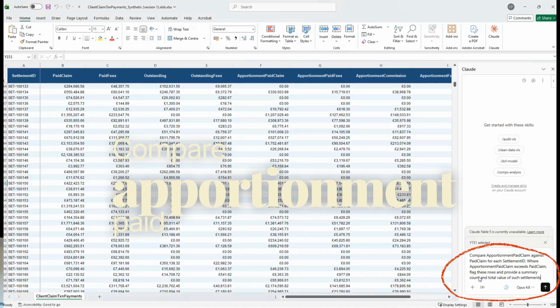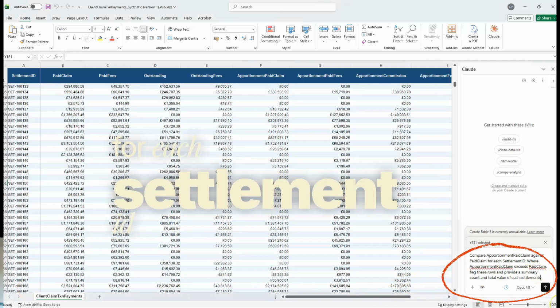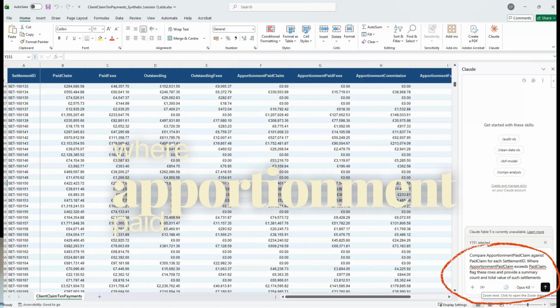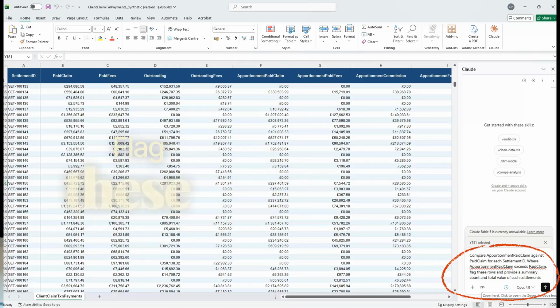Compare ApportionmentPaidClaim against PaidClaim for each settlement ID. Where ApportionmentPaidClaim exceeds PaidClaim, flag these rows and provide a summary count and total value.